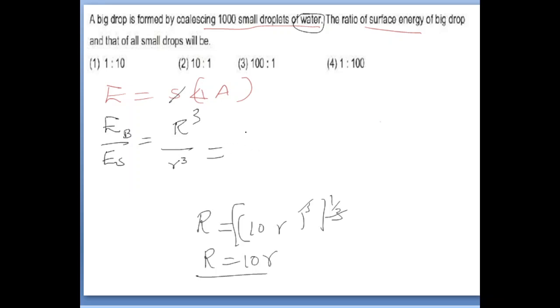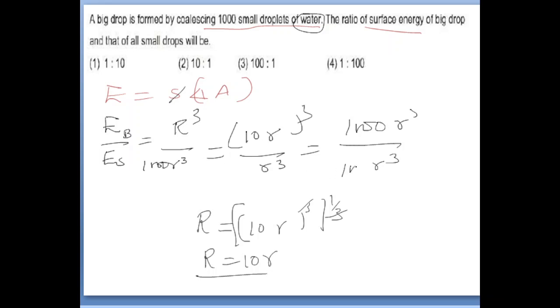Capital R cube, what is that? (10 r) whole cube by r cube, which will get 1000 r cube by r cube. Listen here, this r cube is the surface energy of one drop, but we need 1000 drops. So we have to multiply the denominator by 1000. Okay, I hope we have done it correctly. Sorry, we have done it wrong.